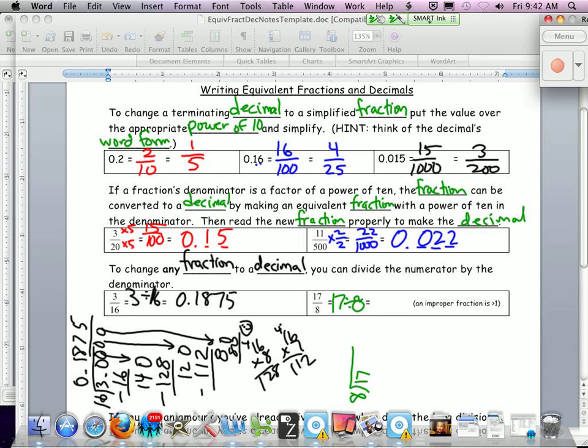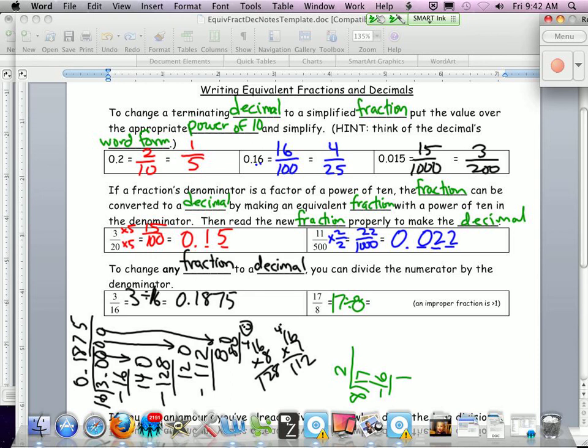2 times, because 2 times 8 is what? 16. And we subtract 17 minus 16. What do we get when we do 17 minus 16? 1. It didn't work out evenly. At this point, I have to put on the decimal point.